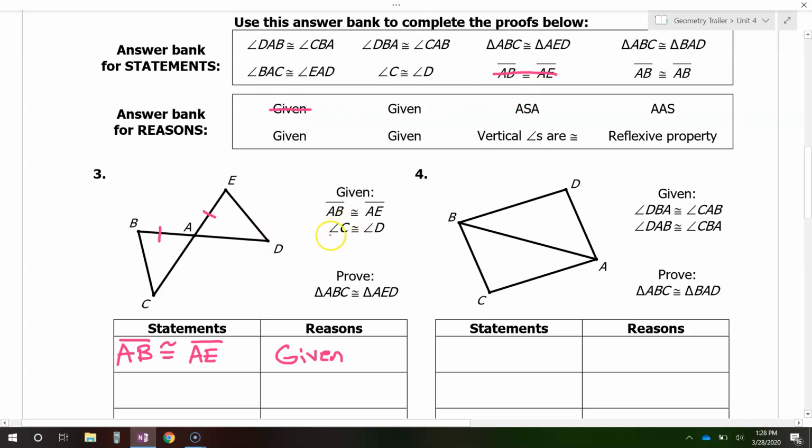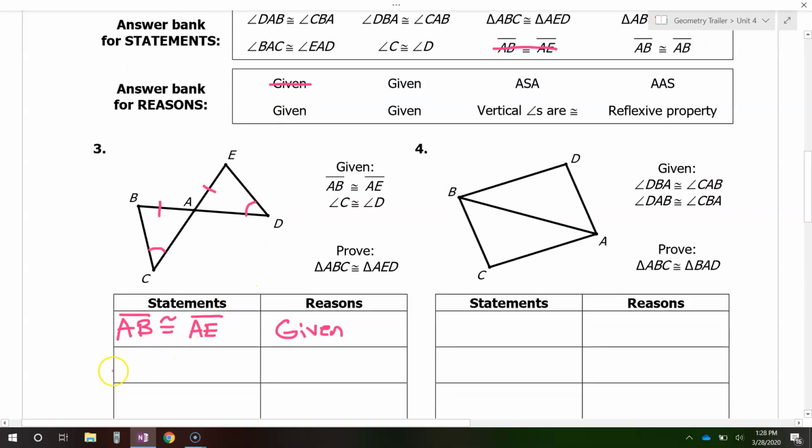All right. Now, we're also given that angle C is congruent to angle D. So we might as well go ahead and mark that. All right, so let's write that down. Angle C is congruent to angle D. And that, again, is given. Okay, now I'm looking for something else I can mark. I've used up the givens.